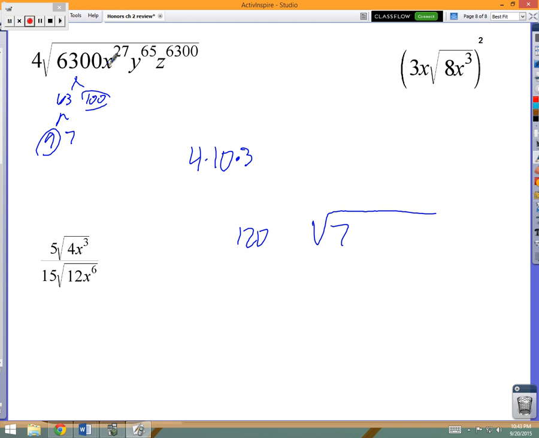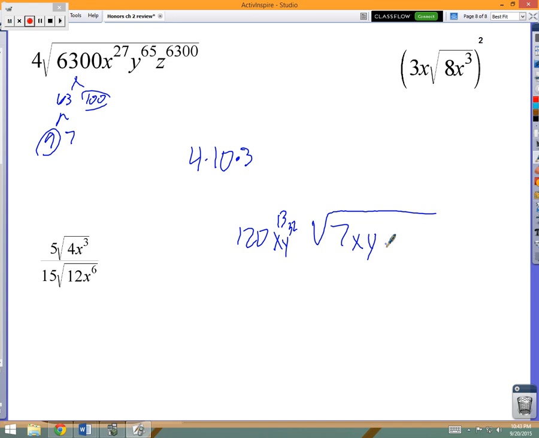Okay, the x's, if we got 27 of them, how many are going to come out? How many pairs? How many squares are there? So if we got 27, we are taking out 13 pairs, because that accounts for 26, and that 27th stays put. If I got 65 Ys, how many pairs? That's going to be 32. 32 pairs is 64, and so the 65th stays in there.